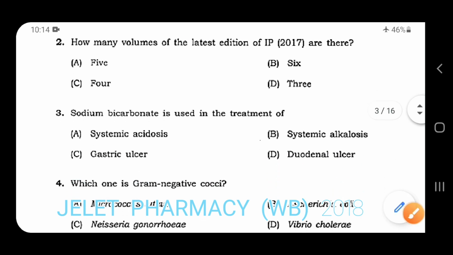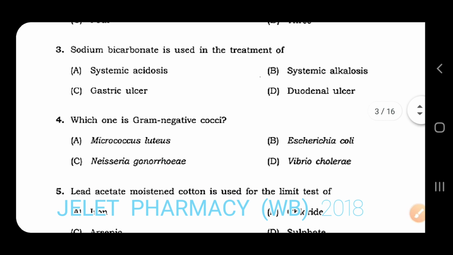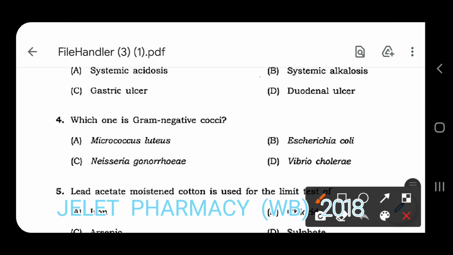Next question, question number 3. Sodium bicarbonate is used in the treatment of systemic acidosis, systemic alkalosis, gastric ulcer, duodenal ulcer. The correct answer is systemic acidosis.